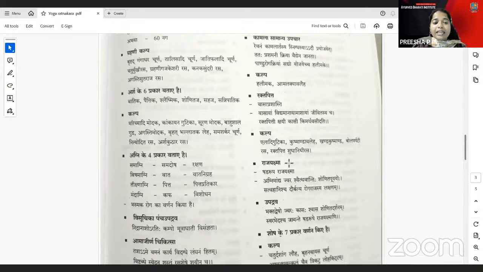Here, the Agni is of 4 types: Samagni, Vishamagni, Tikshna Agni, and Mandagni. Of course, you know, Samagni means Samadosha. It is having a Rakshana, a protective action. Vishamagni is about Vata.